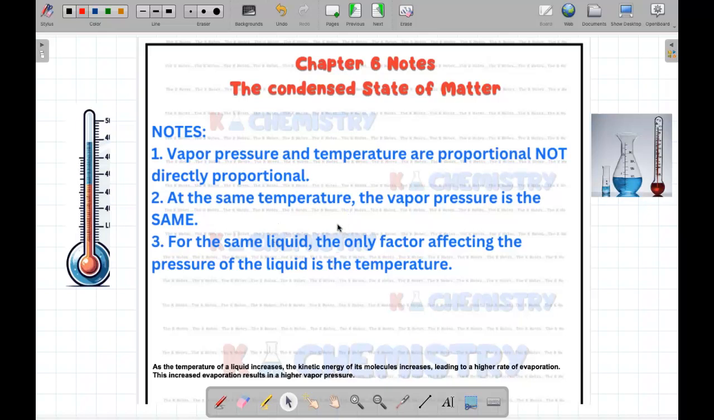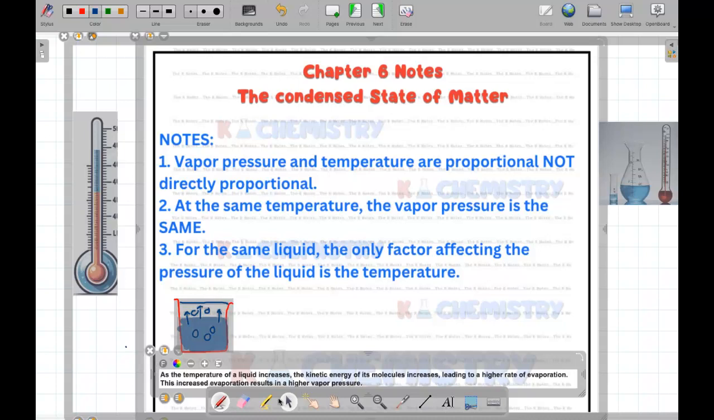Let's just note some important points. The vapor pressure and temperature are proportional. This does not imply that they are directly proportional. As the temperature of the liquid increases, the kinetic energy of its molecules increases, so there will be a higher rate of evaporation. I will see more particles of vapor here. The gas particles will start to increase in collision, causing higher vapor pressure.